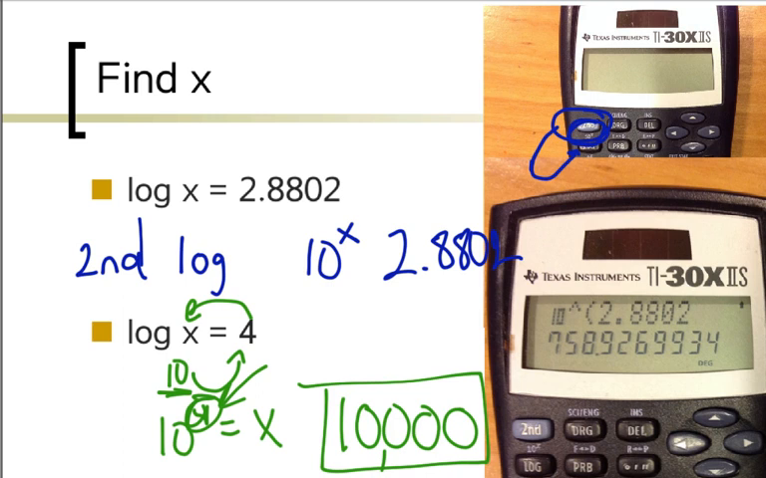And again, if you wanted to do it on a calculator, you would just push the second button right here, and then push the log button, and then just type in 4, and it would give you the 10,000 right here.